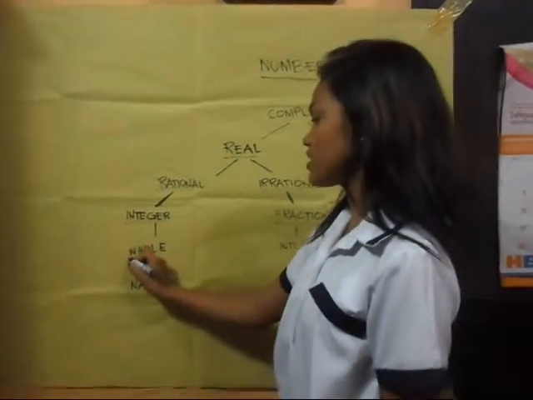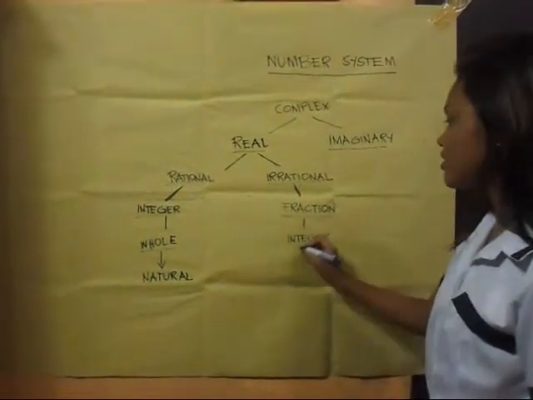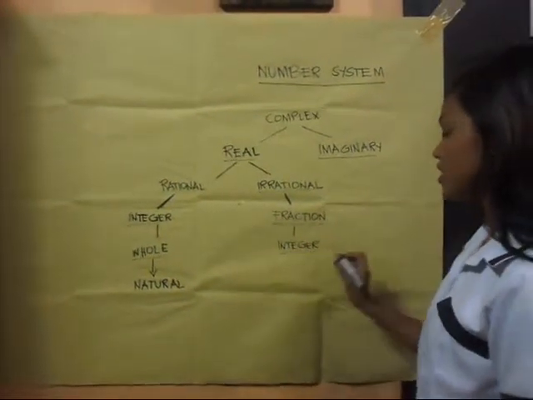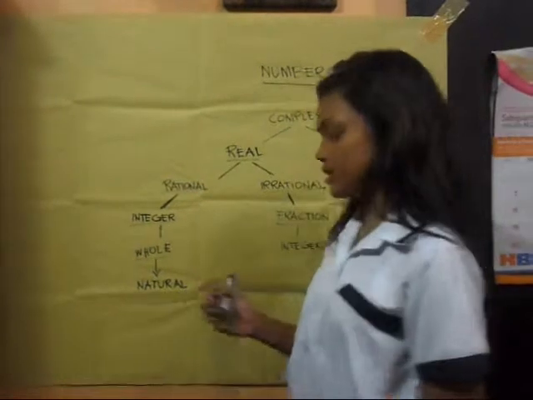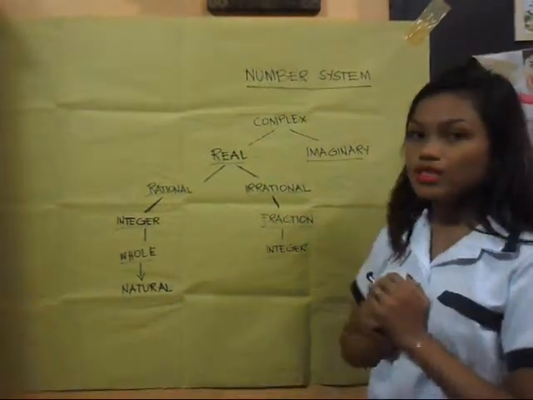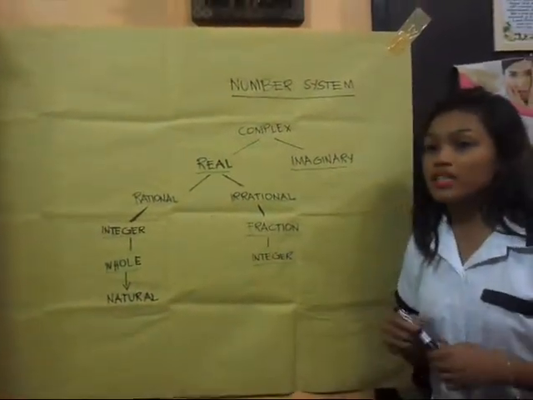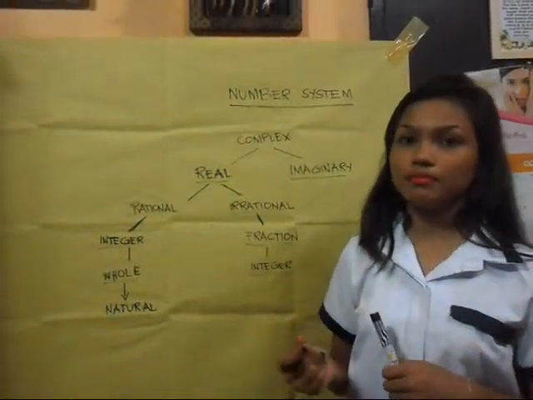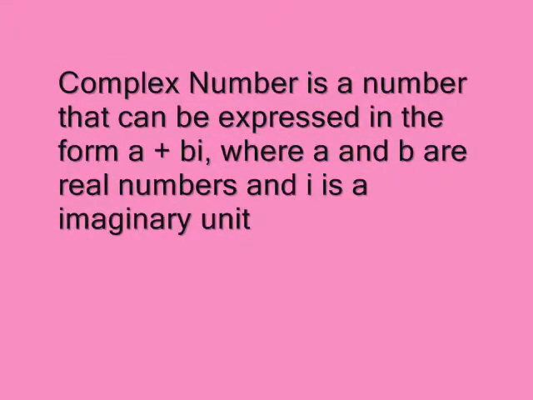Under the integers are the whole numbers. Under the fractions are the integers, and under the whole numbers are the natural numbers. Now, let's define what is complex. Okay, now, let's proceed to complex numbers.